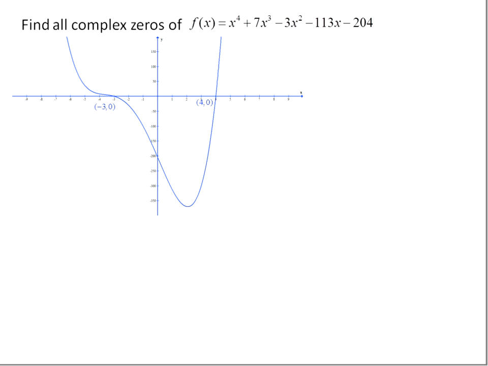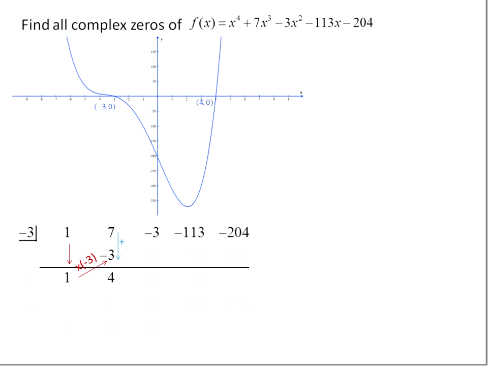We'll begin with the negative 3. And so we're going to factor out x plus 3 out of our quartic polynomial. To do that, we're going to use synthetic division. And so recall, we're going to list our 0, negative 3, and the coefficients of our polynomial, which were 1, 7, negative 3, negative 113, and negative 204. To do the synthetic division, we're going to begin by dropping down the 1.